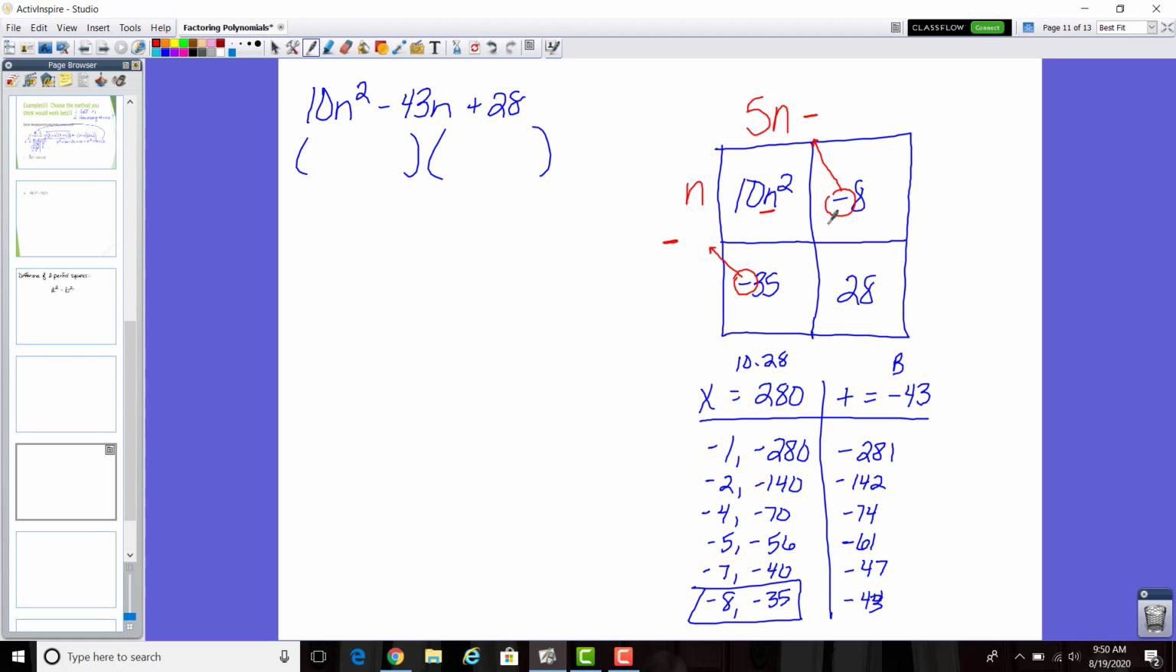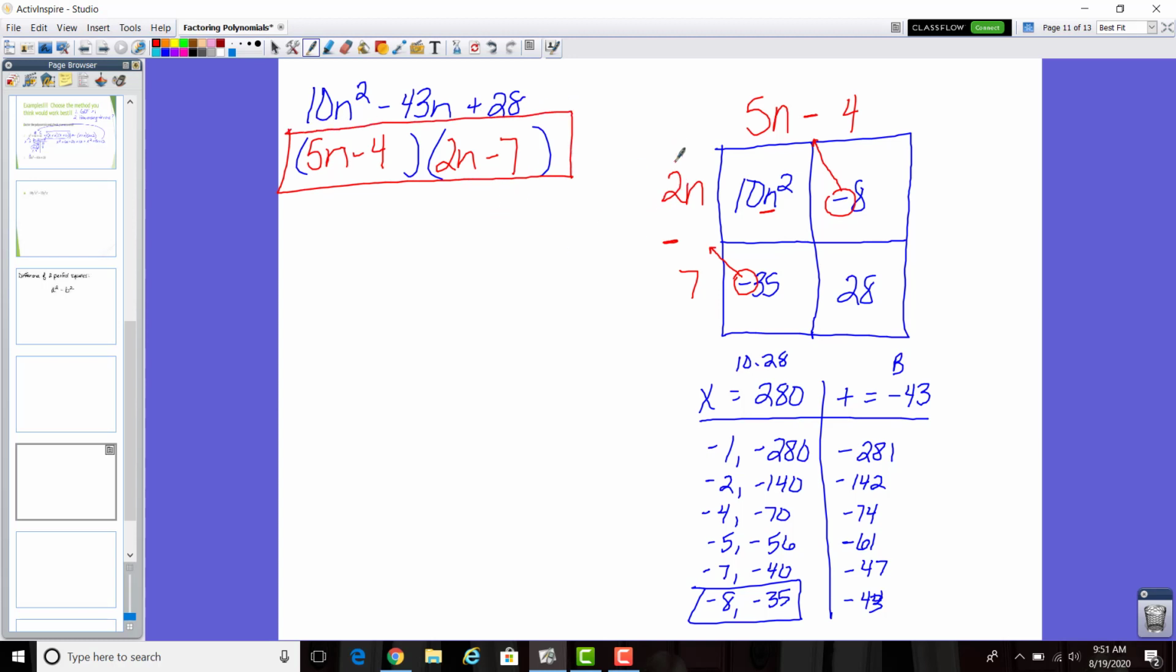8 and 28. 8 has factors of 1, 2, 4, and 8. 28 can divide by 1, 2, and 4. So 4 would be the greatest common factor. That gives me my first term. Do the same thing across, between 10 and 8. The greatest common factor is 2. Greatest common factor of 35 and 28 is 7. Again, if I multiply these out using the FOIL method, I am going to get my original polynomial back.